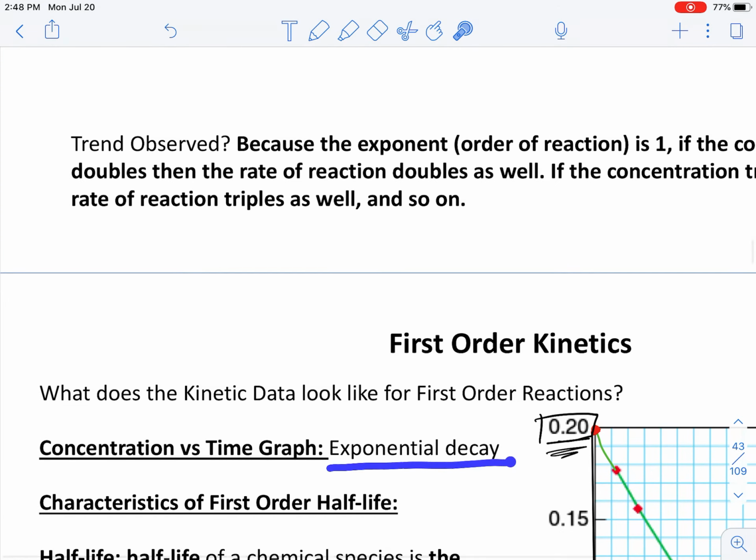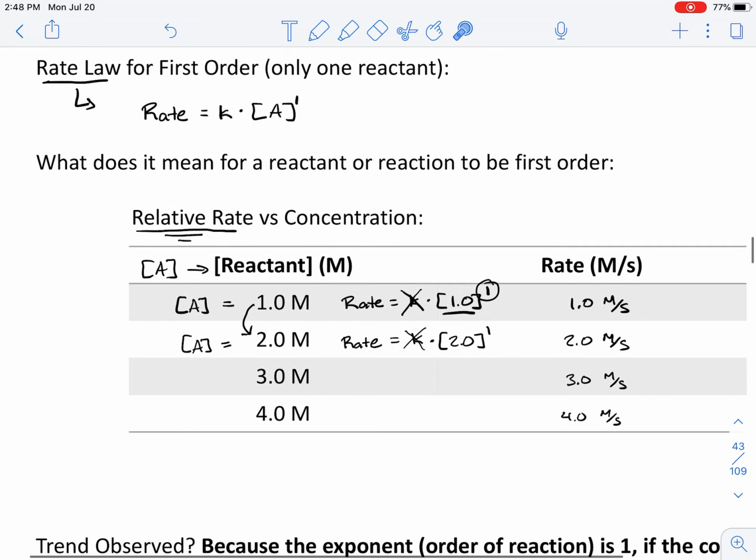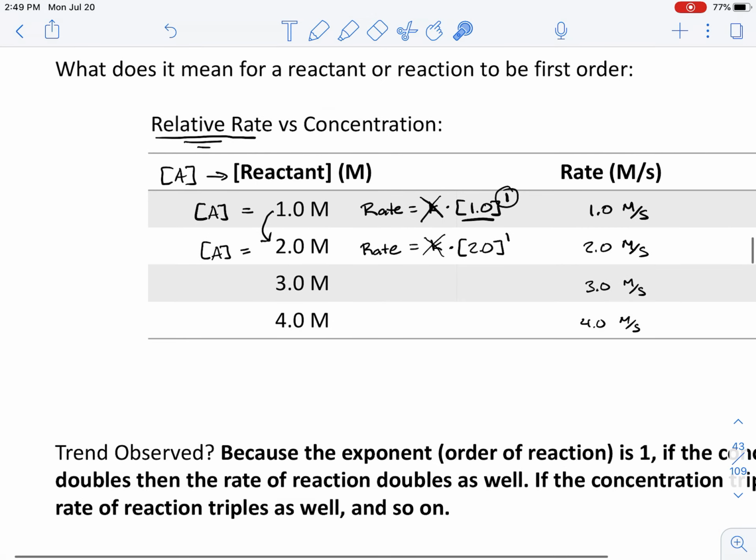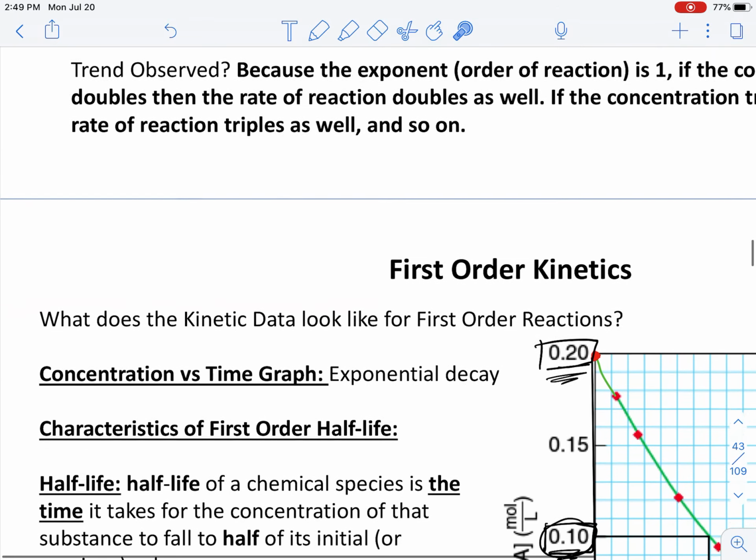If you have a general exponential decay, that's indicative of first order kinetics, but this isn't actually a good way to determine if it's first order or not. And you'll see it when we look at second order. So last but not least, if you double the concentration, and the rate of the reaction doubles in the correct proportion, then that's also indicative of first order kinetics. If you triple the concentration, you triple the rate of the reaction. If you quadruple the concentration, you quadruple the rate of reaction. So all of these are characteristics of first order kinetics.